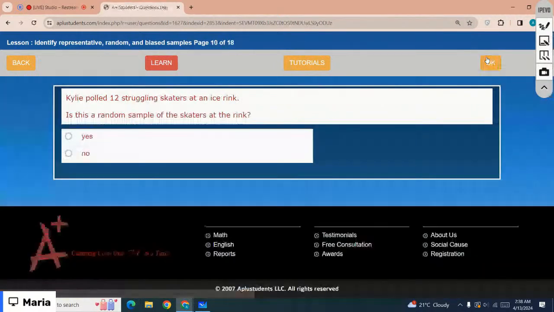Calais polled 12 skaters at an ice rink. Is this a random sample of the skaters at the rink? Which is the correct option? No, because in a random sample, every person or item has an equal chance of being chosen. This is not a random sample. The correct option is no.